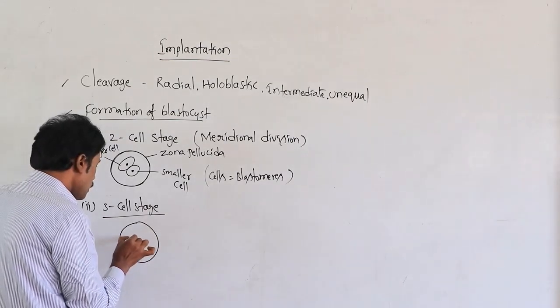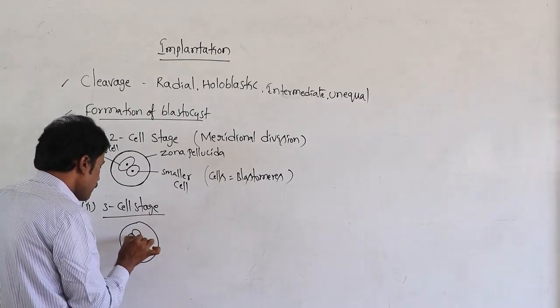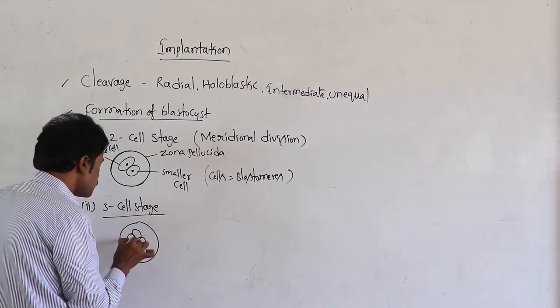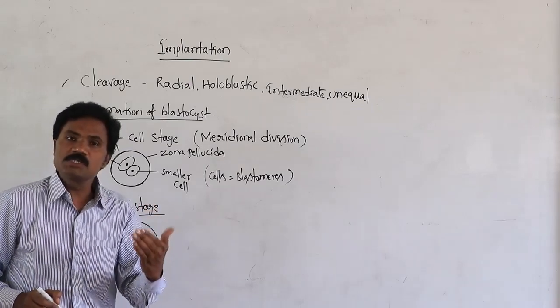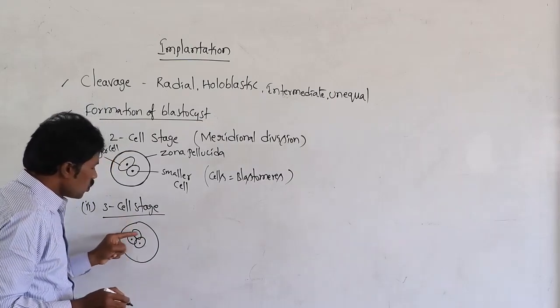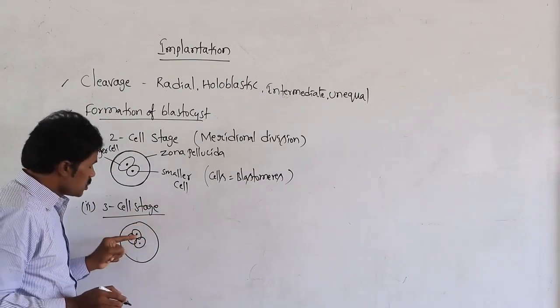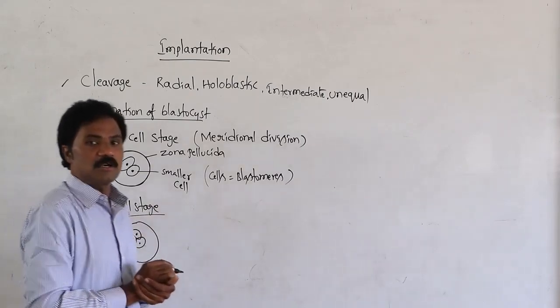Then the larger cell is perpendicular to that first division, related to the first division, and then it is also a vertical meridional division. That will be called the 3 cell stage.